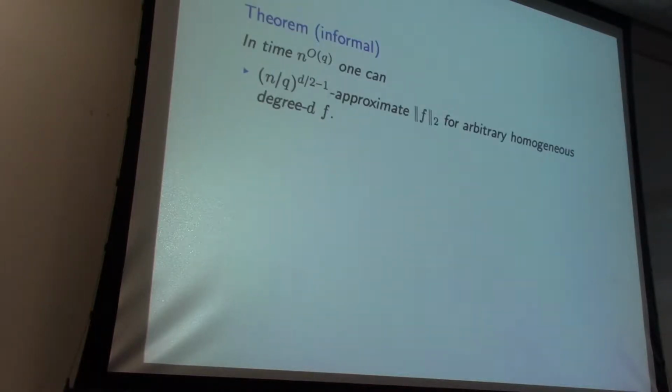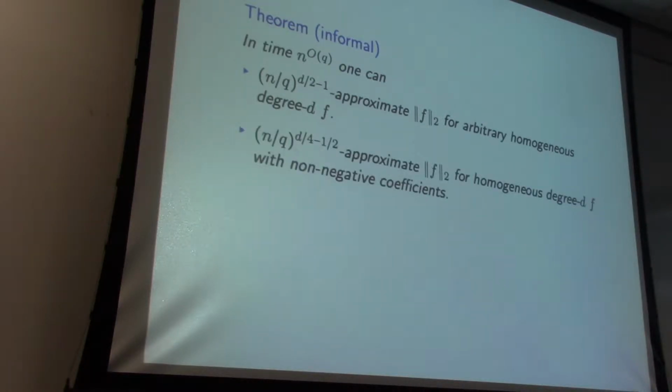So this is what we prove. Specifically in n to the q time, given an arbitrary homogeneous degree d polynomial f, we show that you can approximate its 2 norm, which is the maximum over the hypersphere, to within a factor of n over q to the d over 2 minus 1. If you're not able to get a feel for this bound yet, don't worry about it. Hopefully soon enough this will become more clear. We also consider the class of non-negative coefficient polynomials, and then we get n over q to the d over 4 minus half, literally the square root of the previous approximation factor.